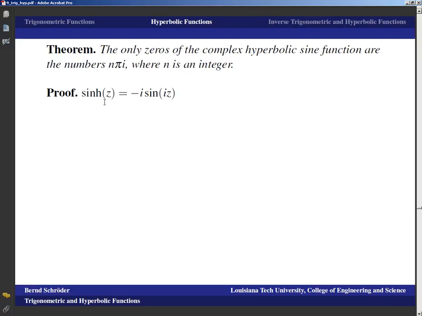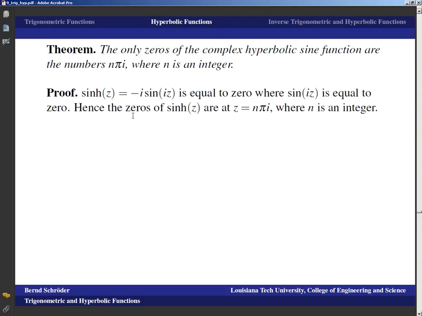And that's because sinh z is negative i sine iz. So this is equal to 0 wherever sine iz is equal to 0. So that's wherever iz is equal to n pi. So those are the zeros. z equals n pi i. Actually, it's n pi divided by i, and then negative n pi i. But because n is an integer, the negative sign can be absorbed in here. Okay.